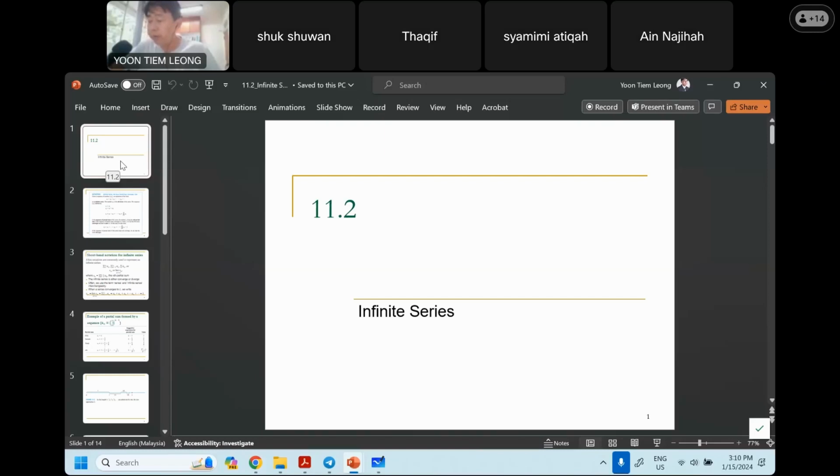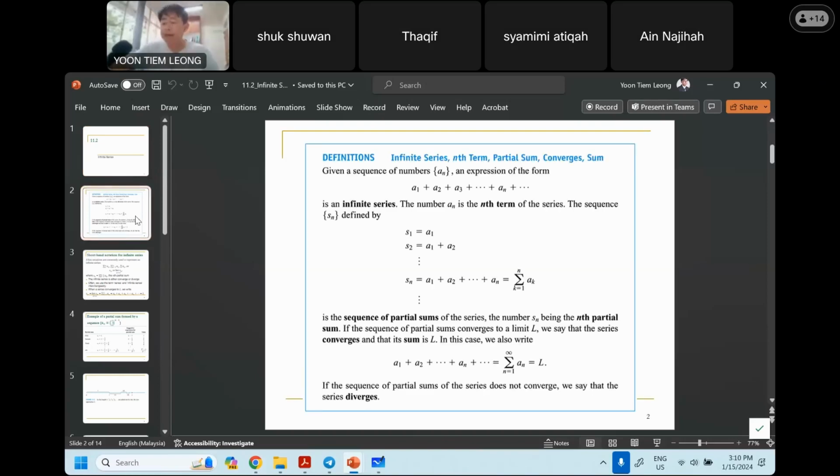We are going to discuss topic 11.2, infinite series. We first have to define infinite series in terms of a sequence. So you consider a sequence an. You can sum up all the terms in the sequence. We first sum up the first few terms in the sequence, which we call the partial sum.